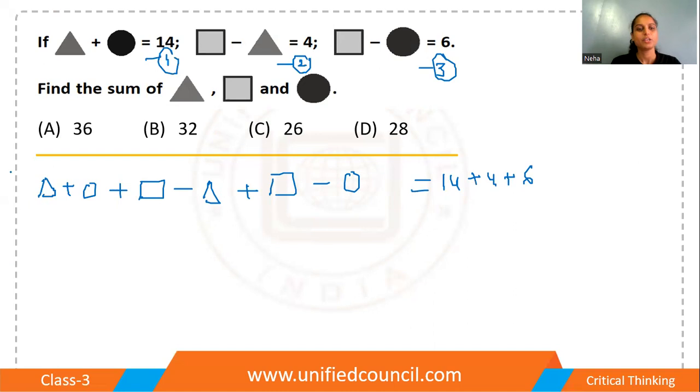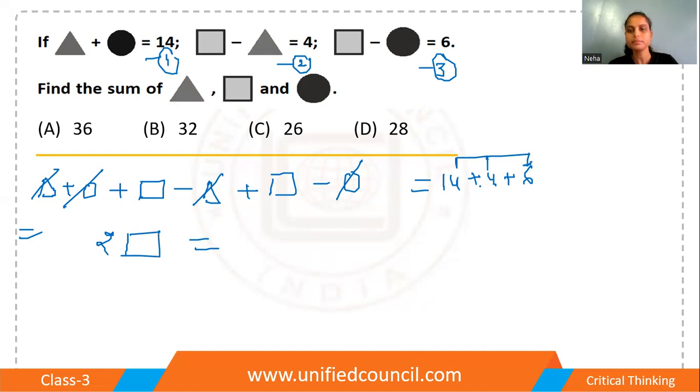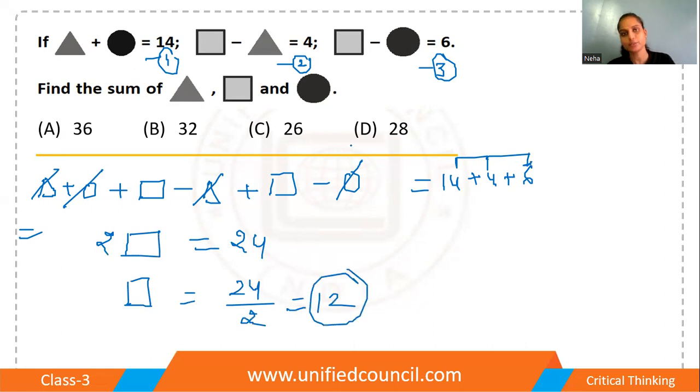Yeah. So now triangle and triangle cancel out. Circle and circle cancel out. So this is 2 squares. 2 squares is equal to 14 plus 4, 18. 18 plus 6, 24. That means 1 square is equal to 24 divided by 2, which is equal to 12. So the value of 1 square is equal to 12. Now I can find the value of the rest of the numbers, right? So this is 12. This is 12.